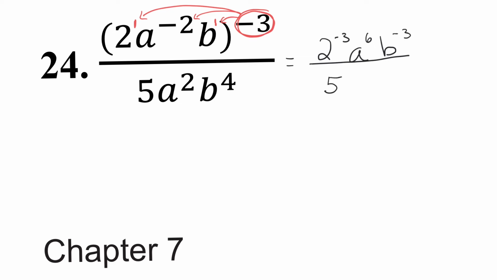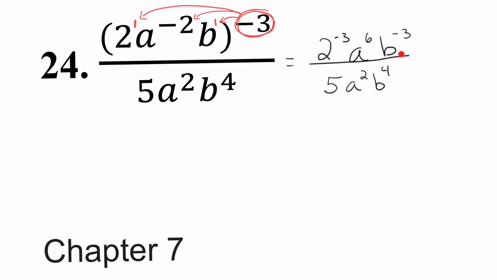So we just need to know what we can do on the bottom, and we cannot do anything because we don't have the same bases. A and B on the bottom are not the same, and we do not have any negative exponents. Now over here, we have to get rid of those negative exponents.